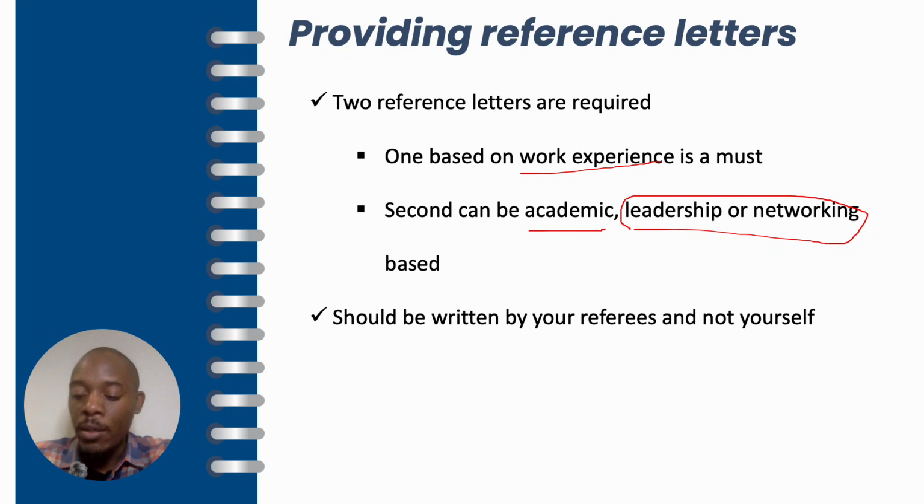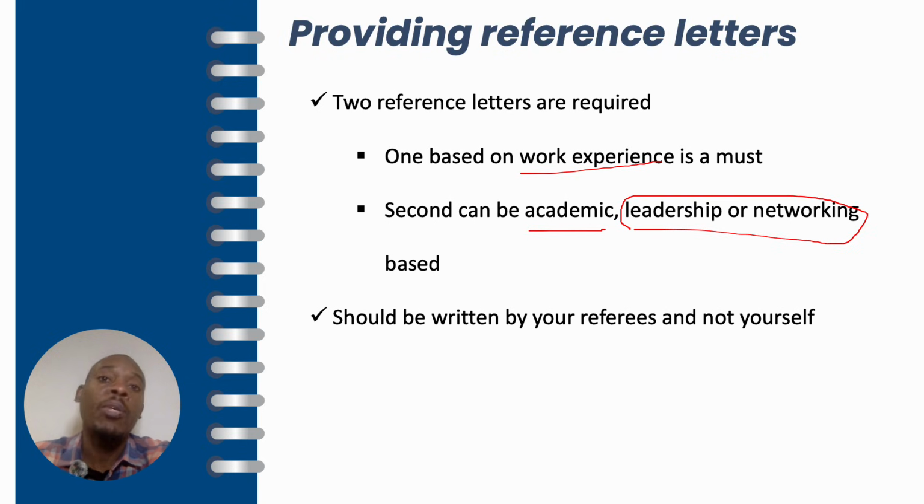And this should be written by the referees and not yourself. There is enough time. We are still in November, so you have the whole of December and the whole of January for you to talk to the referees and ensure that they provide the correct information. So my advice is that you start now. After you've done your brainstorming, you know the type of work experience that you need to include in the form, you know the type of leadership and community engagement experience that you need to provide in the form.